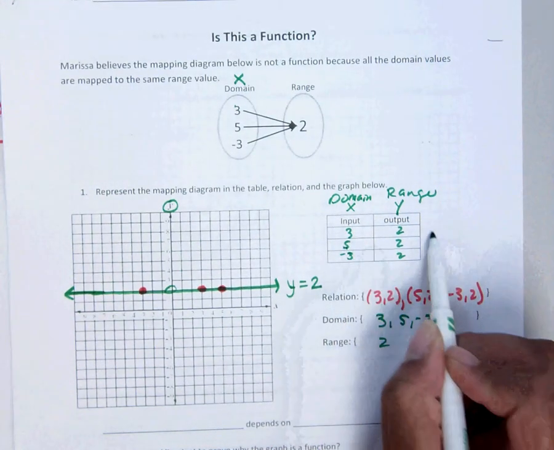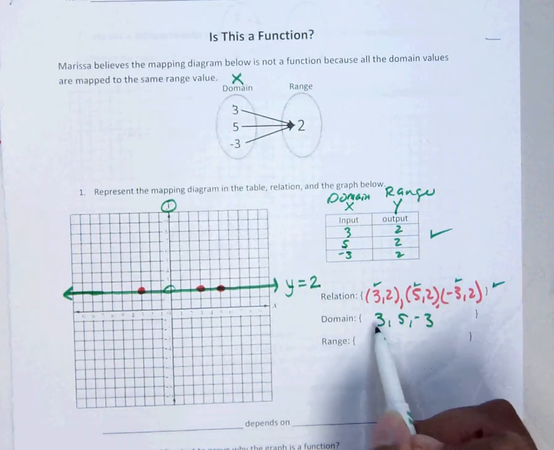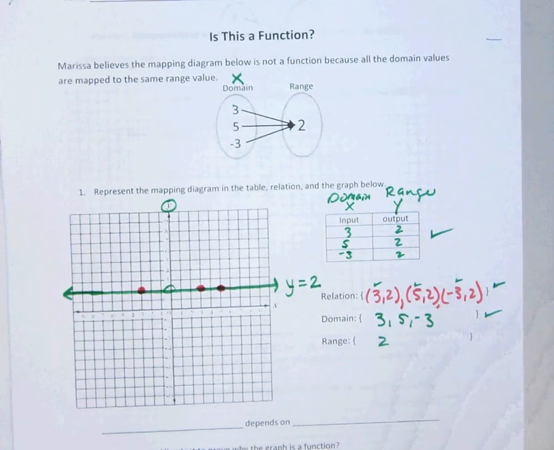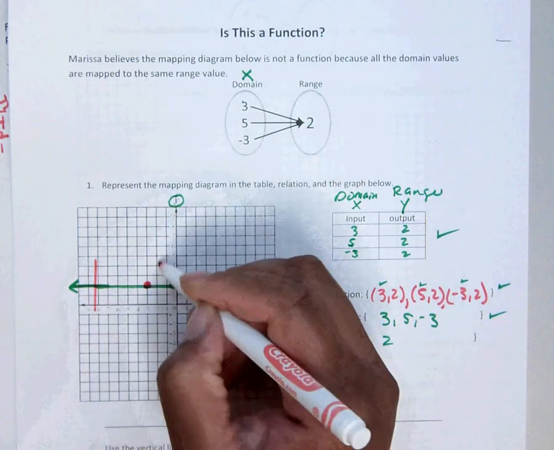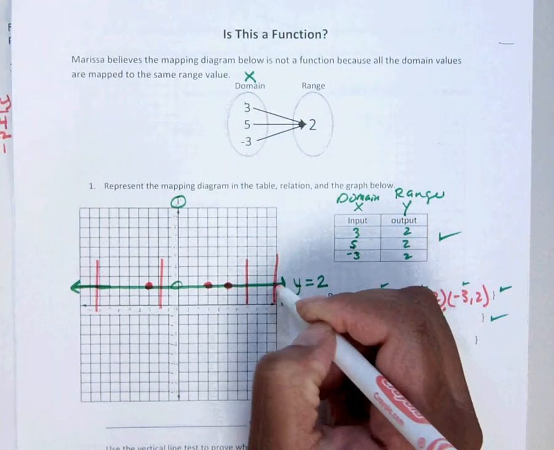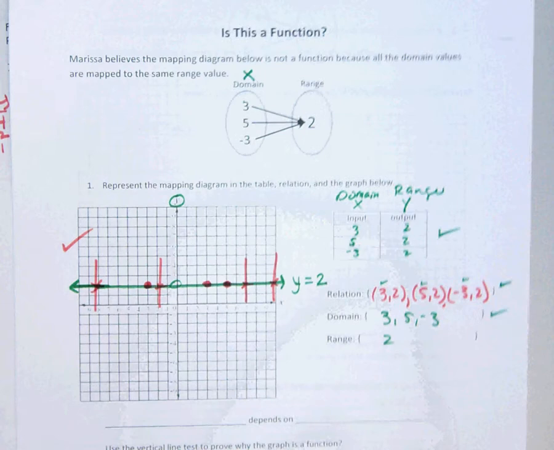So now when you look at the table, the x value is not repeating. So this is a function. X value not repeating, it is a function. The domain did not repeat. It is a function. Draw a vertical line through the graph, and nowhere do you see it hitting it more than once. So this is a function.